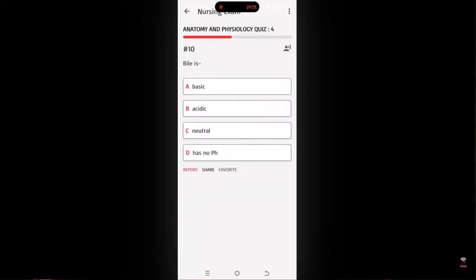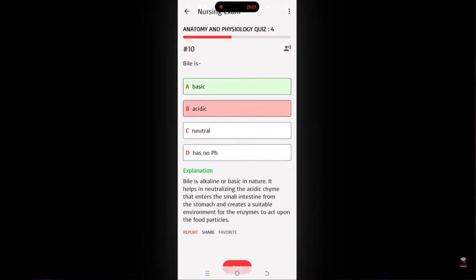Bile is A. Basic, B. Acidic, C. Neutral. No, the correct answer is A. Bile is alkaline or basic in nature. It helps in neutralizing the acidic chyme that enters the small intestine from the stomach and creates a suitable environment for the enzymes to act upon the food particles.